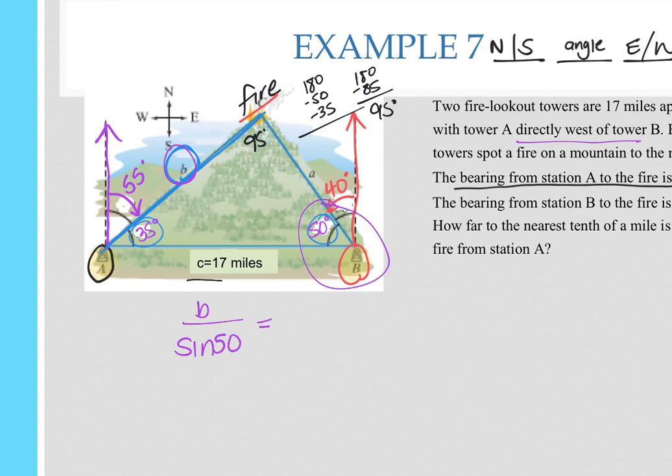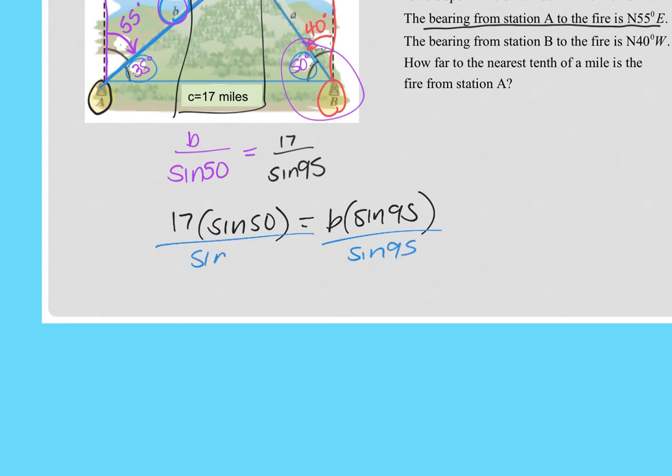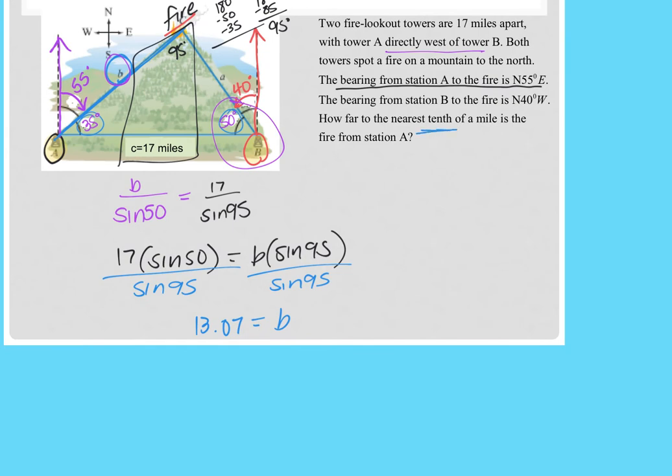Now I have both for C. So 17 over the sine of 95. And then we cross multiply and divide. And I get 13.07. It says nearest tenth, so it's 13.1 miles.